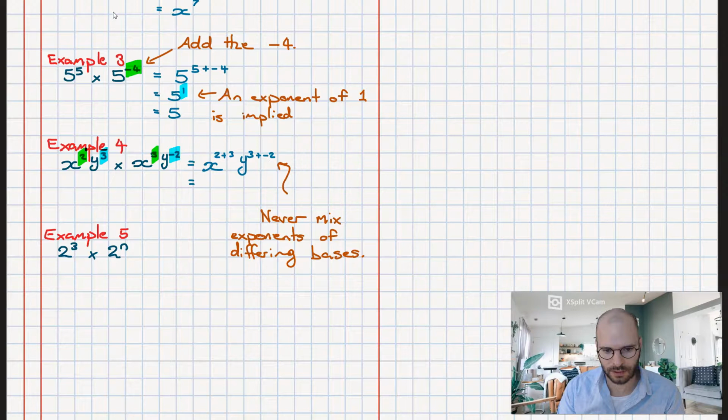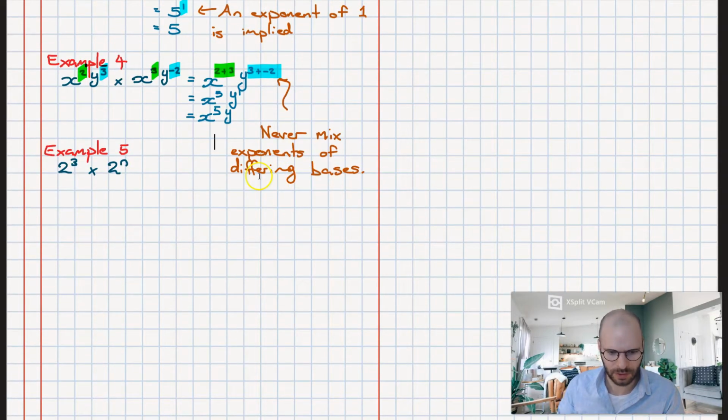Now simplifying this out, x to the power of 2 plus 3 is x to the 5, and y to the power of 3 plus minus 2 is going to be 1. And then that can be simplified further as x to the 5 times y, because the 1 is implied. So this is a simplification containing an algebraic expression whereby we have different bases.